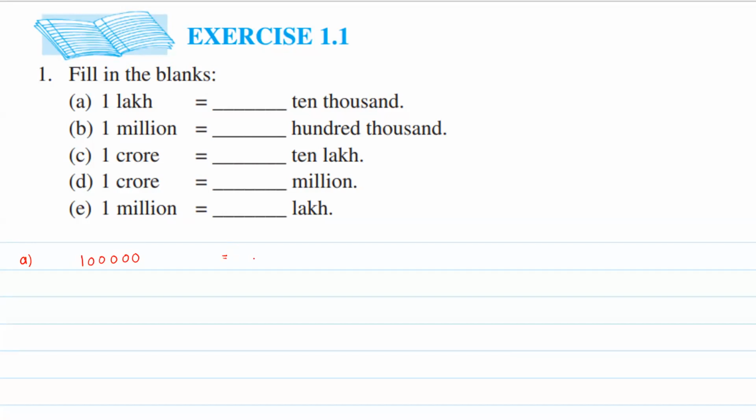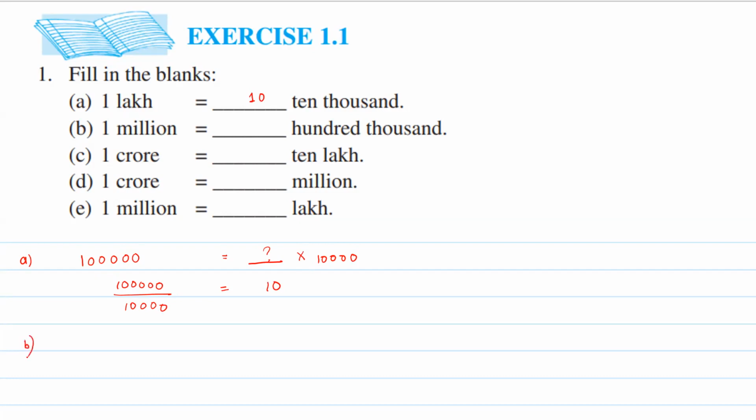Okay. So it is asking which number should be multiplied with 10,000. So 10,000 has ones, tens, hundreds, 1,000 and 10,000, 4 zeros. So what number should we multiply here so that it will become 1 lakh? So what we do is we will divide it by 10,000 and we get here 10. So that means 10 10,000s will become 1 lakh.